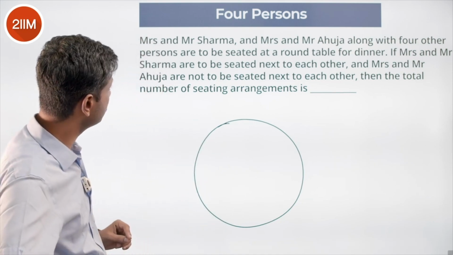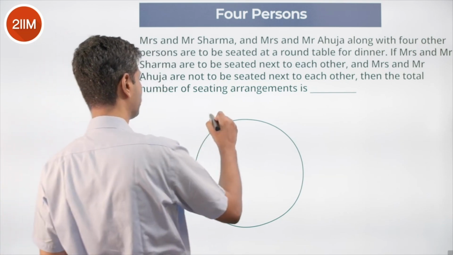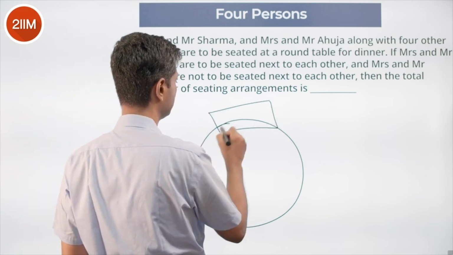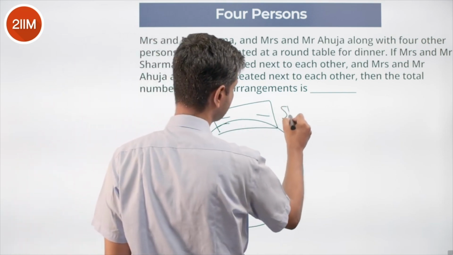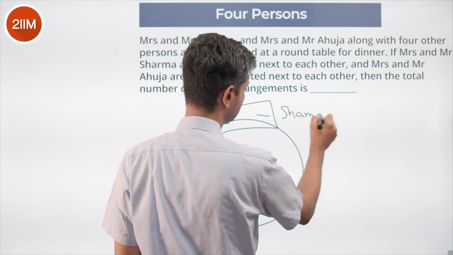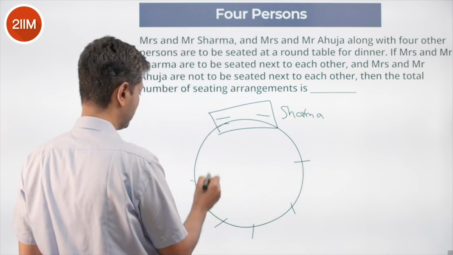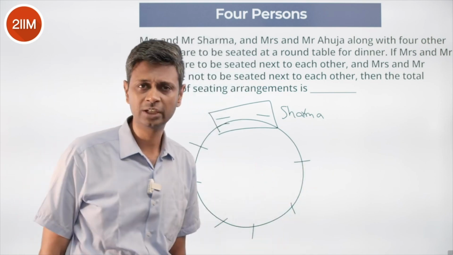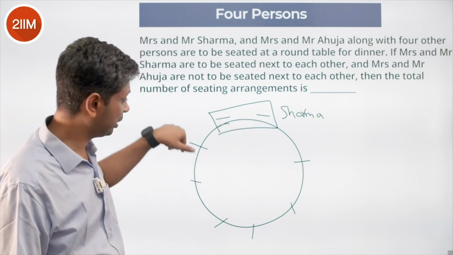Mr. and Mrs. Sharma are to be seated next to each other. So 2 seats are taken by them. It's the Sharma family. Then we have 1, 2, 3, 4, 5, 6 seats left. Around these 2, these 6 can be placed.